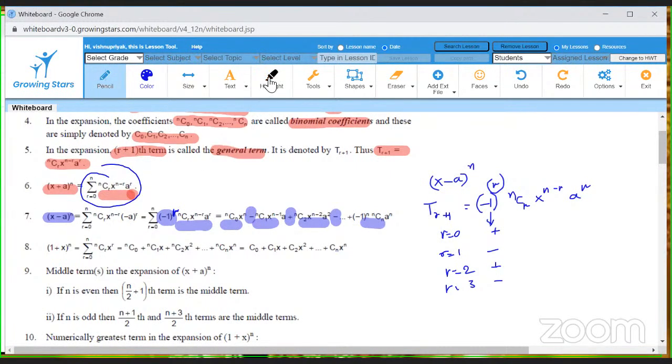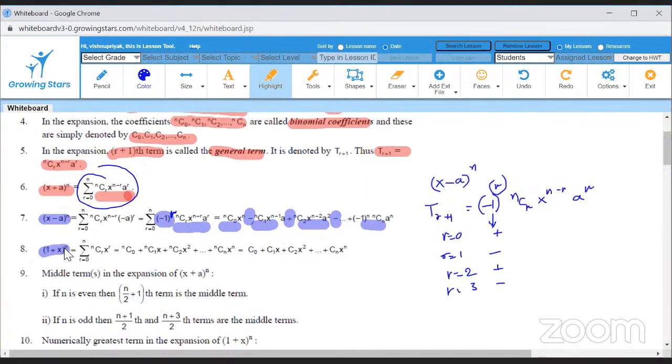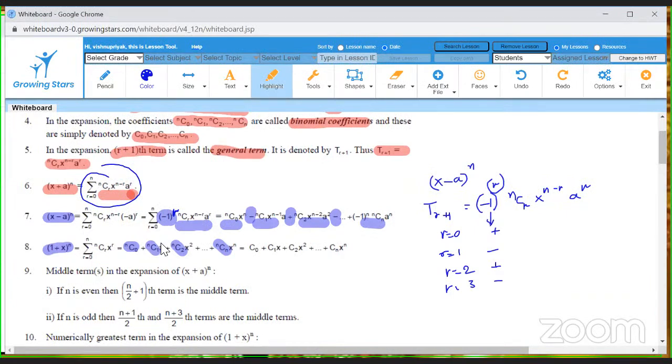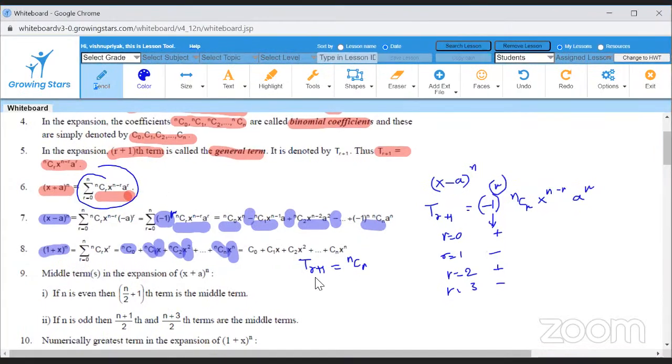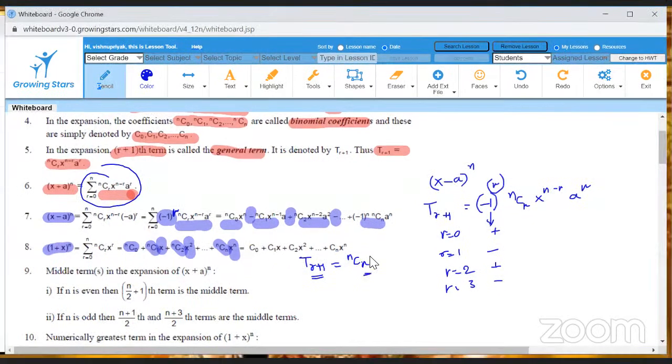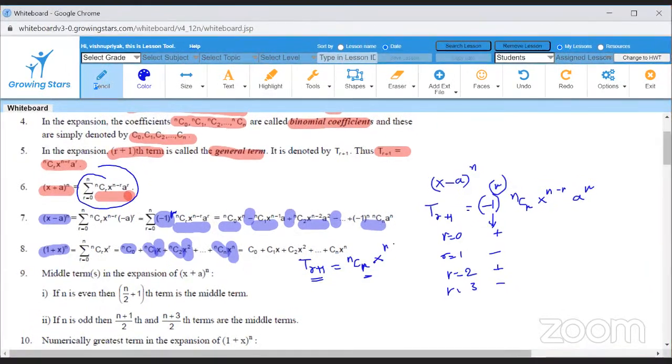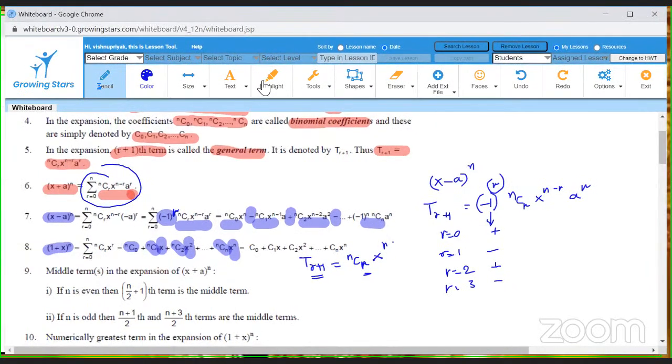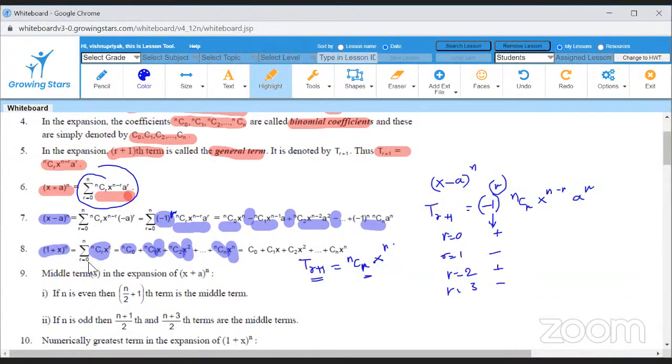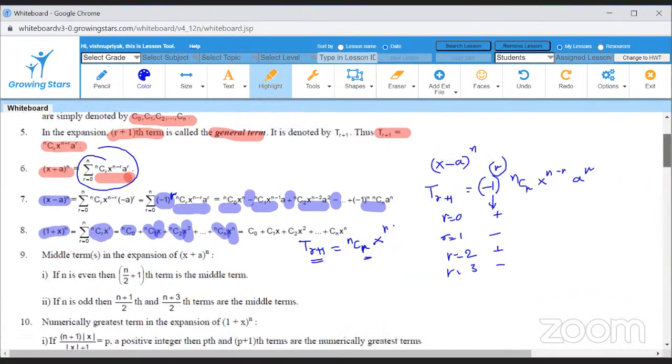Okay. Next, if you take (1 plus x) whole power n, it will be NC0, NC1, NC2, NCn. And x power will be from 0, 1, x power 2, x power n. In short, the general term here in this expansion, T(r plus 1), will be NCr, where r plus 1, r is 1 less, and x power r. NCr x power r. That is why you can write NCr x power r in sigma r equal to 0 to n.